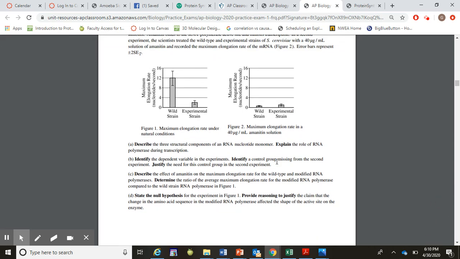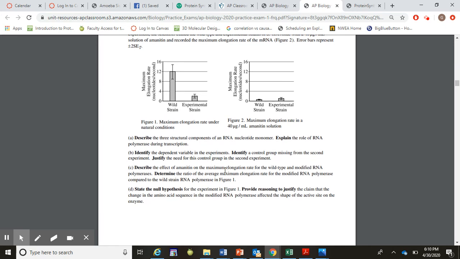So the control group is the wild strain or the experimental strain or both without being treated with the amanitin. And the need is so that you can prove that it was the reason that the elongation rate has been reduced.